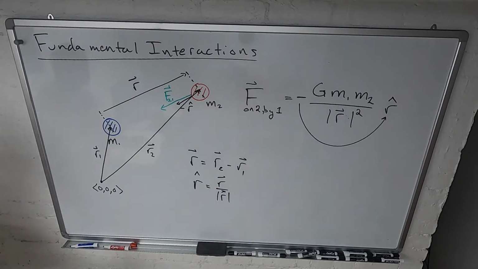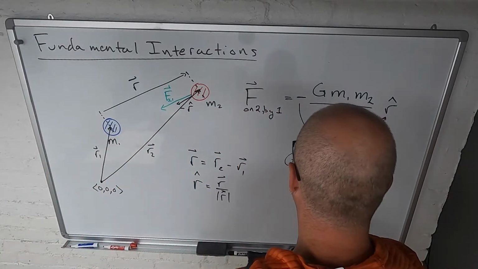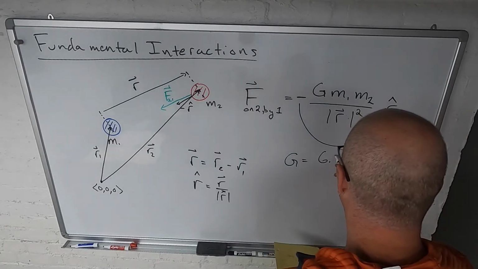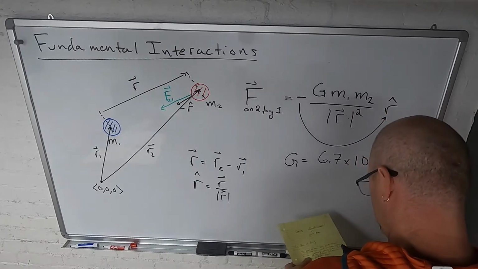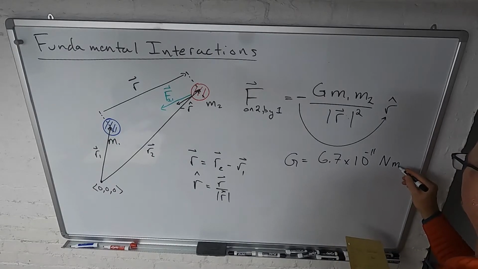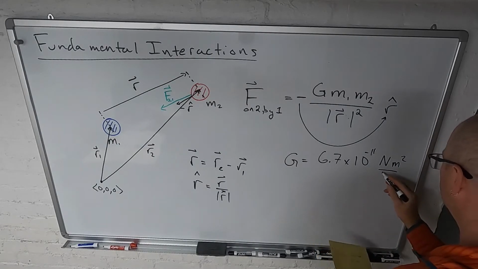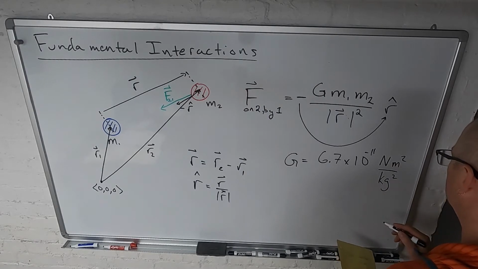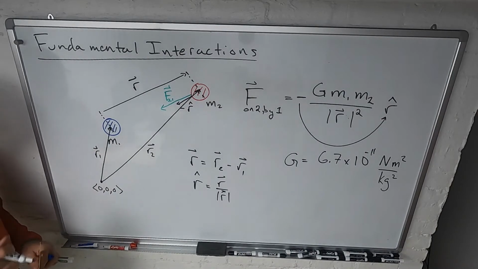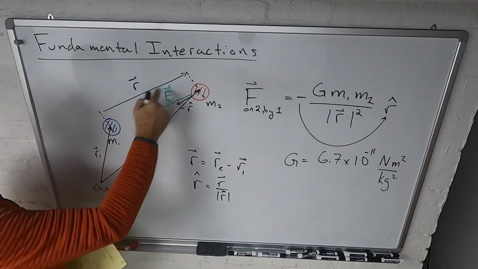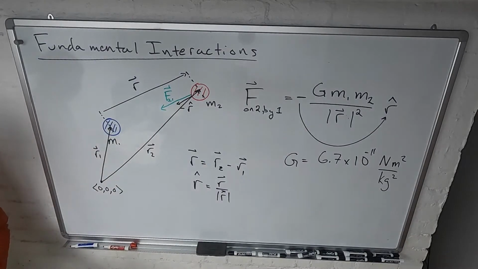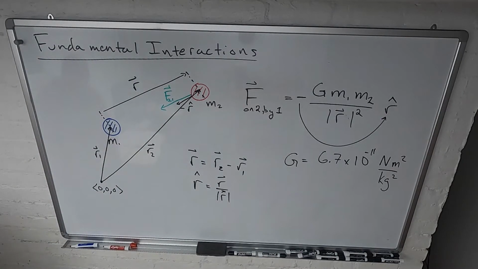Okay. Now, let me introduce some constants. G is equal to 6.7 times 10 to the minus 11 newtons meter squared per kilogram squared. Okay, so that's the gravitational constant. That can be determined experimentally. Like we said, r vector is the difference between r2 minus r1, and r hat, of course, is the direction of that vector.